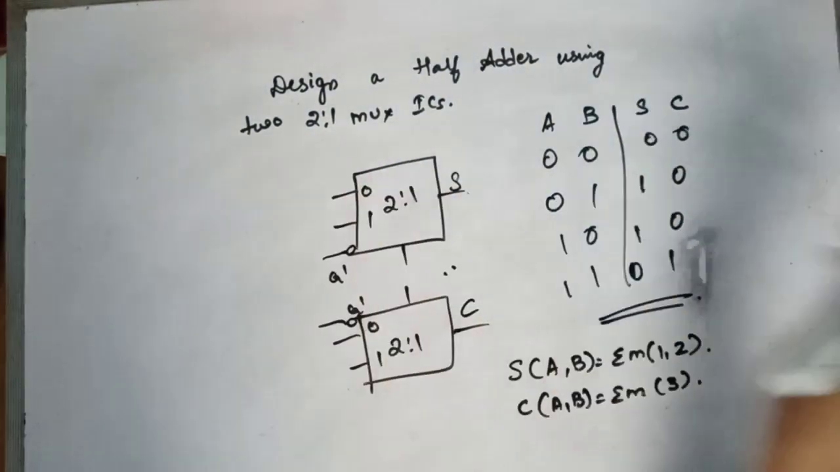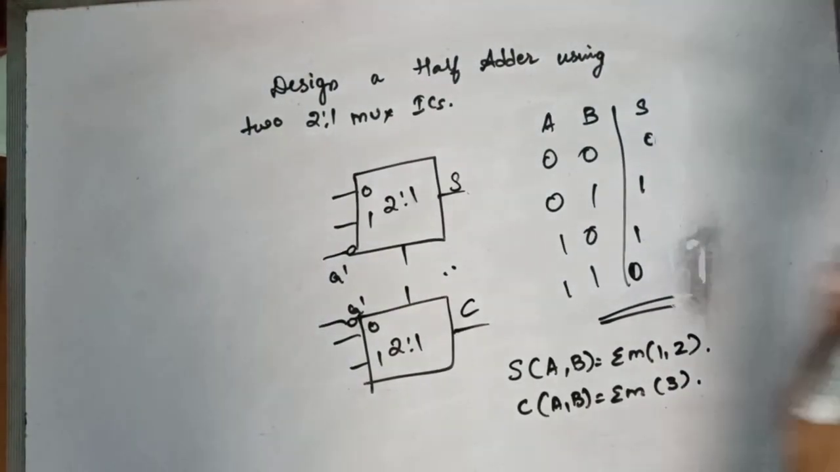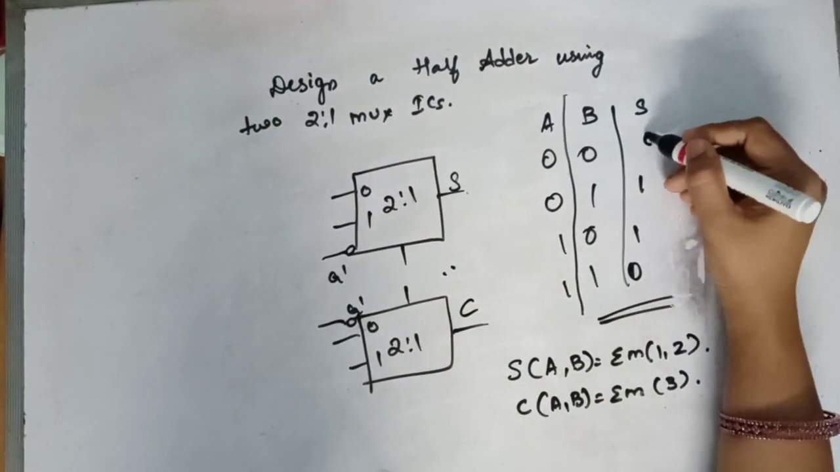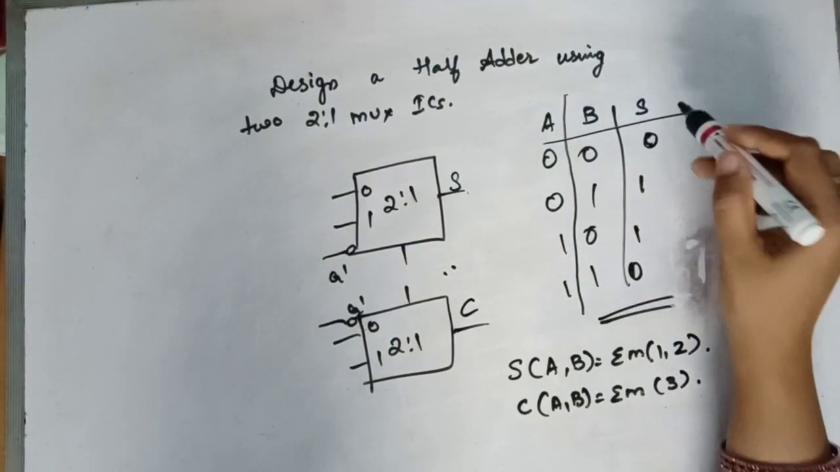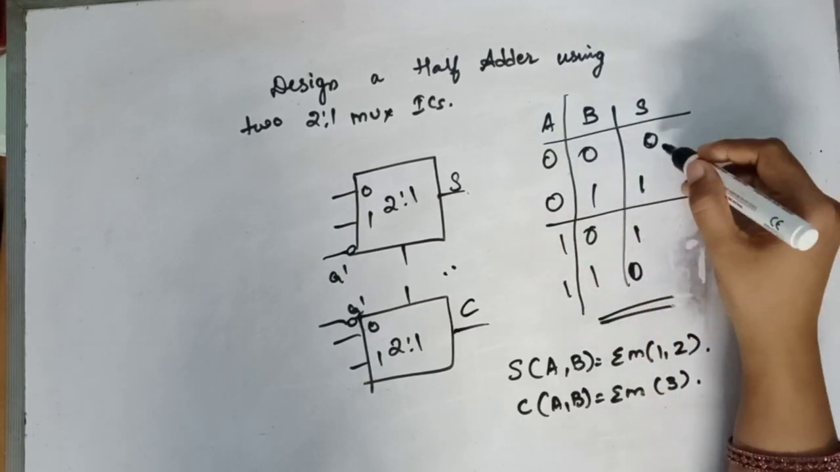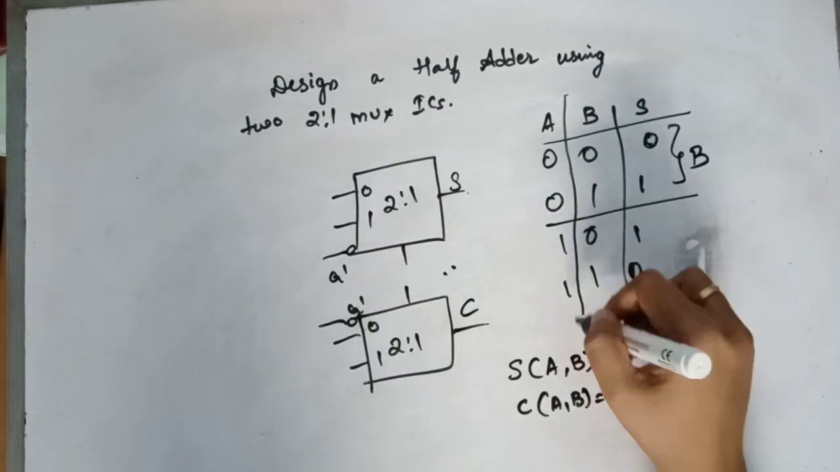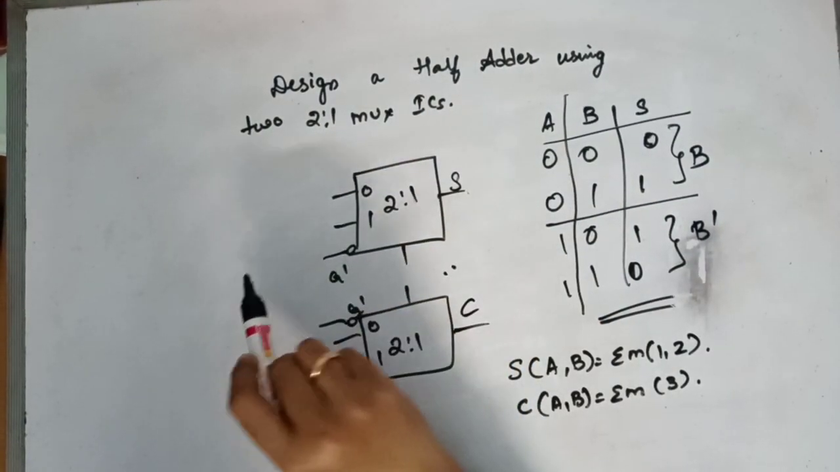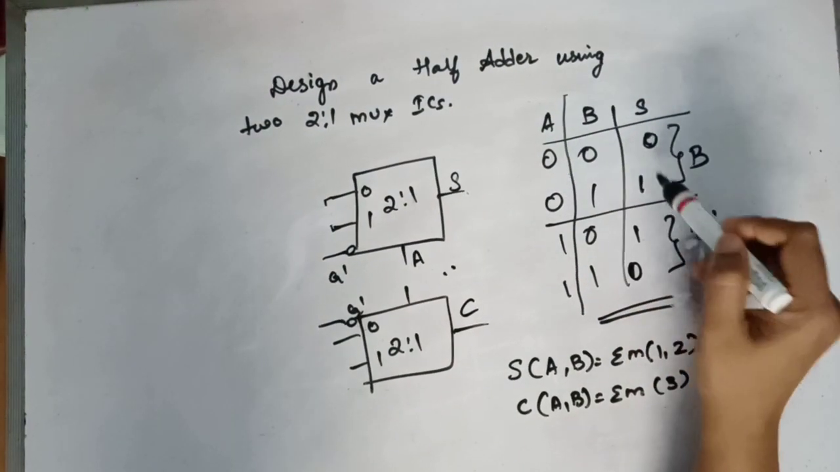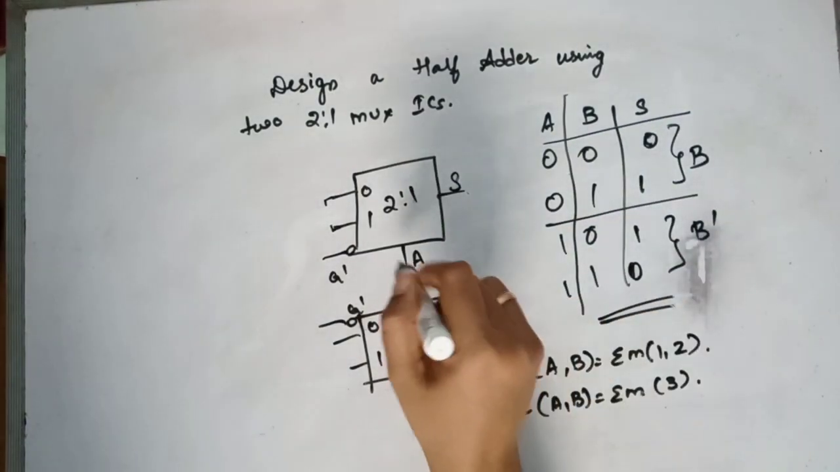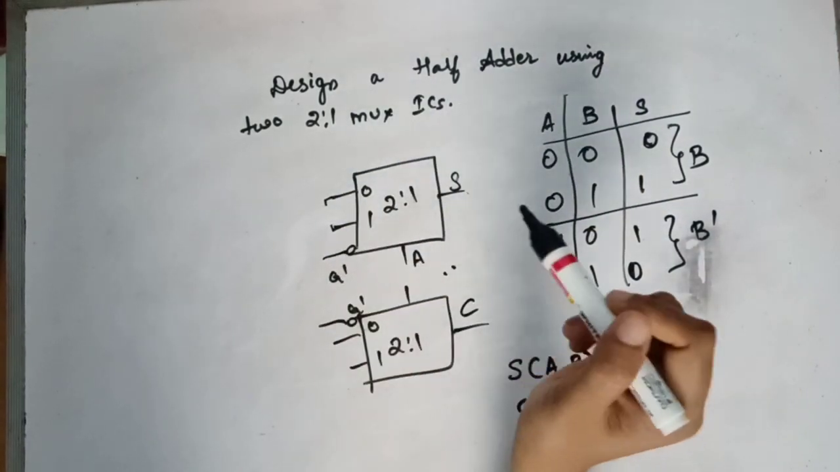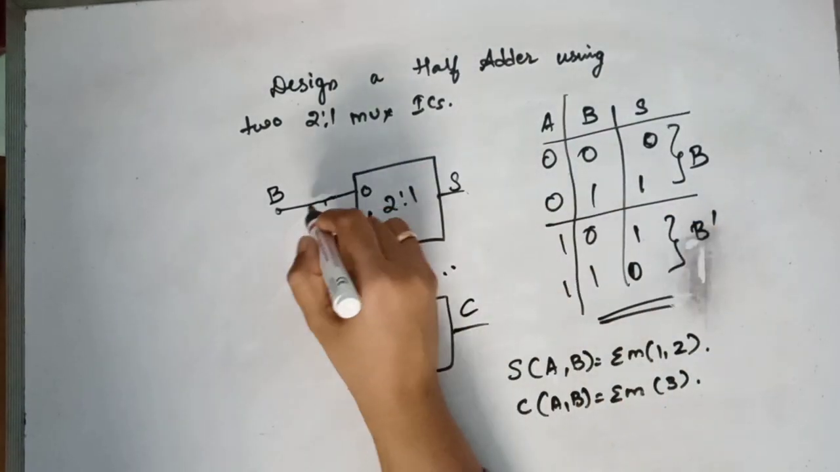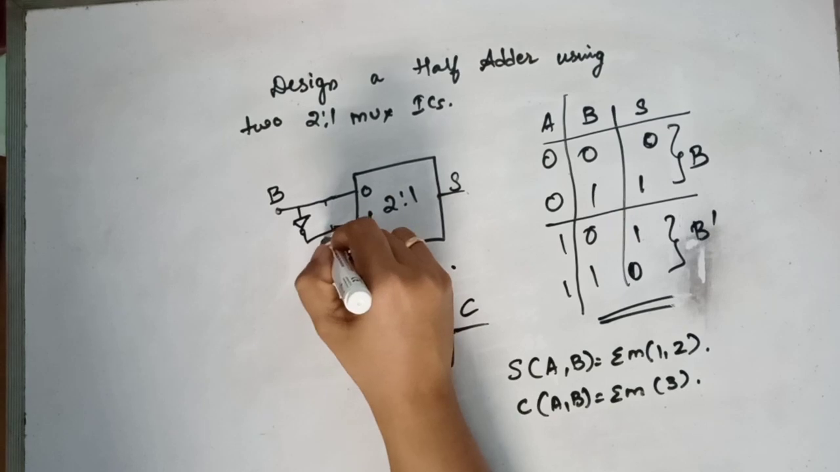If I take A and eliminate B, suppose I'm eliminating the LSB. A0 means S is B, A1 means S is B bar. So for sum, when A is 0, S is B, and when A is 1, S is B bar. A is 0 means the first line, A is 1 means the second line. So A is 0 means sum is B, so here you have B, and A is 1 means it is B bar. Here it is B bar.